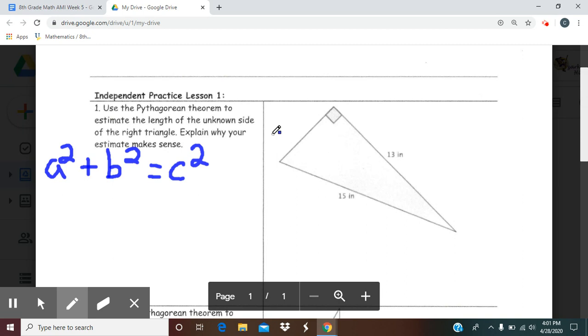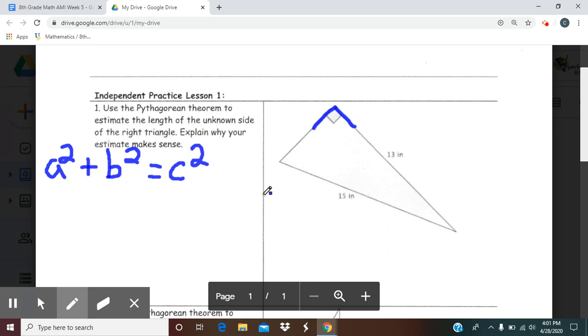A and B are the legs. They are the two sides that join together to make the right angle. So in our triangle here, it's going to be this side here and the side that says it's 13 inches long. I can tell that our unknown or missing side is one of the legs because I have a value for the hypotenuse, side C.